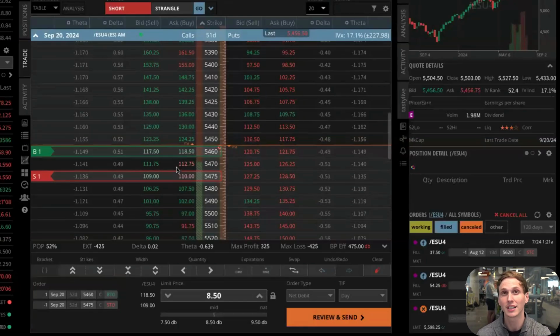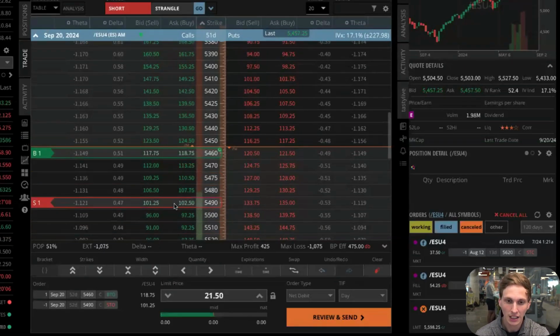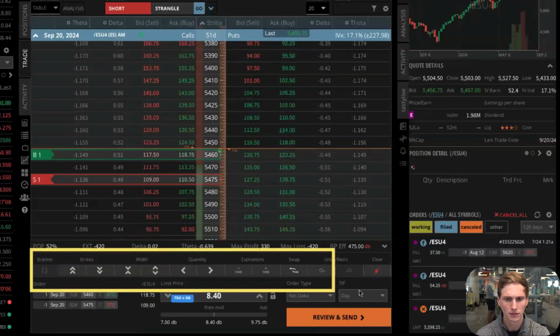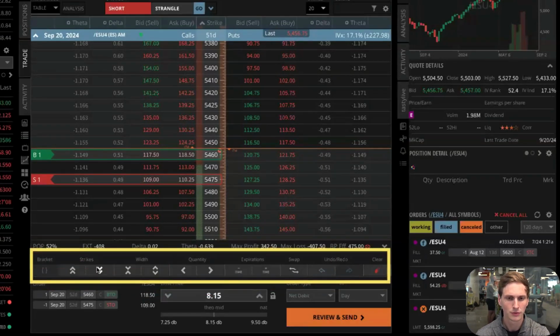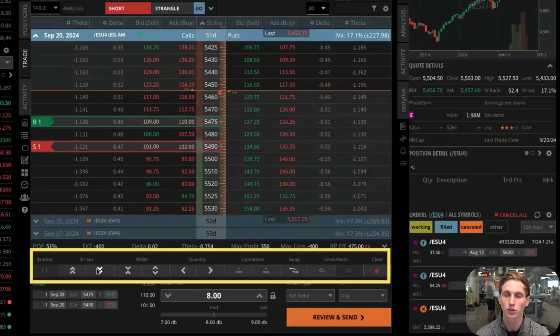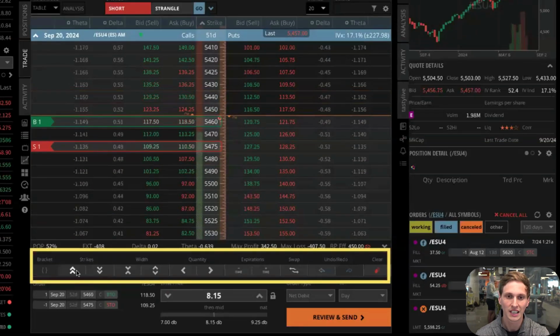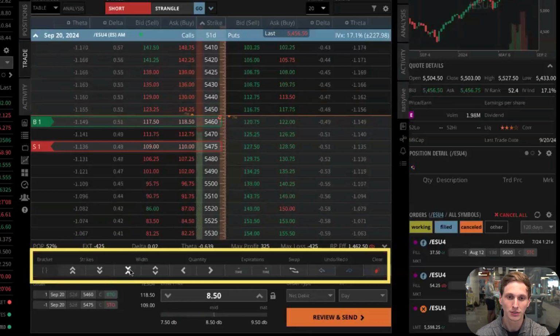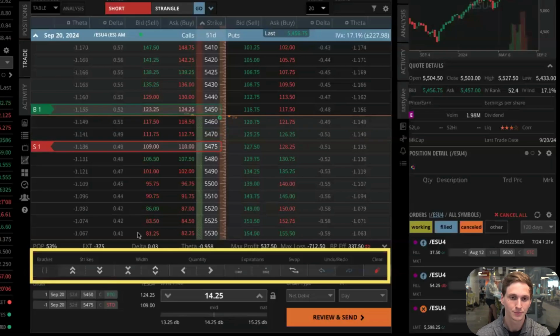But what's nice is that after you click on these different strikes, at any time you can left click and drag and move each of these legs to a different strike as you see fit. You can also use some of these tools here at the bottom to either move our strikes up or down, widen out your spread, maybe tighten it up. So we'll go to 15, but maybe we want to go to a $10 wide spread.